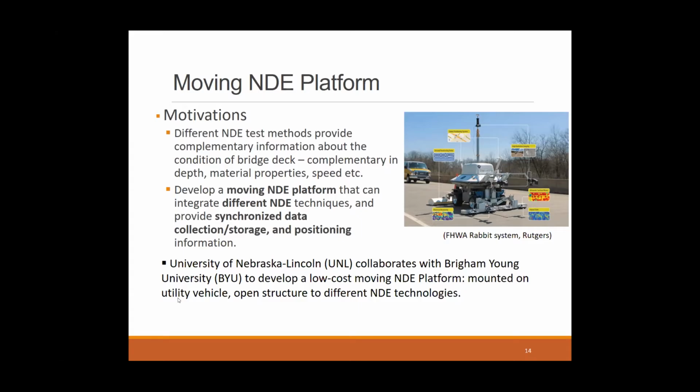There's a pioneering work on this, the FHWA's RABIT system. But we probably know the RABIT system is a very expensive system. Another thing is, although GPR can scan at a very high speed, when you put multiple NDE methods together on a robot, the robot can only move at the speed the slowest NDE method allows.